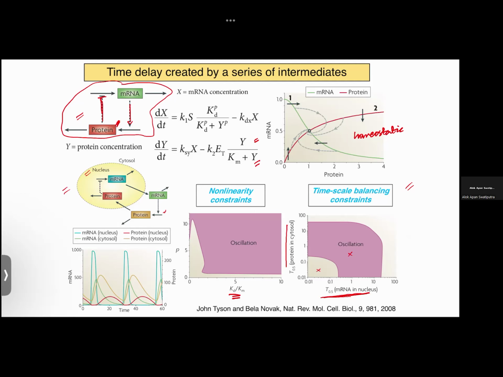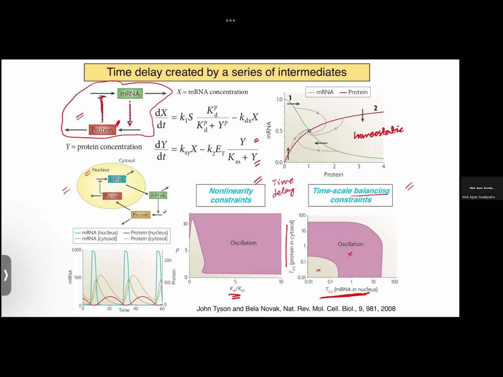reach. So essentially for oscillation, you need to have sufficient non-linearity, and sufficient time delay. So you need to have sufficient non-linearity and sufficient time delay, and from this picture, it's also clear that you need to have a proper balance between your time scales.